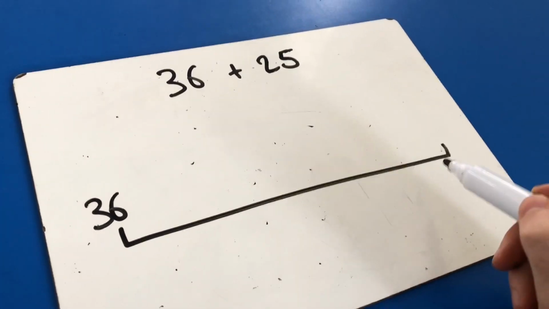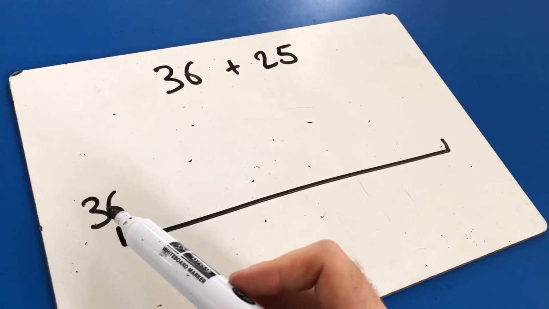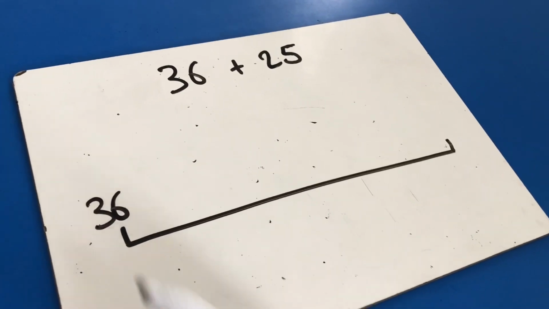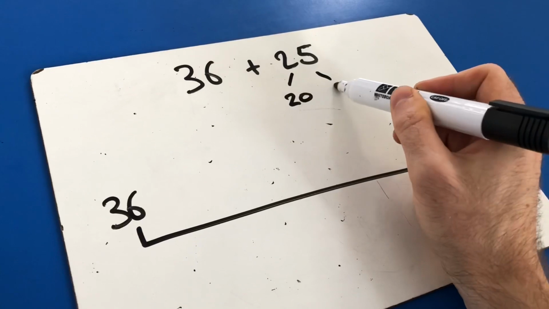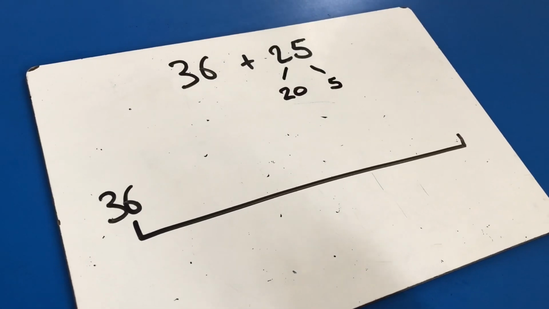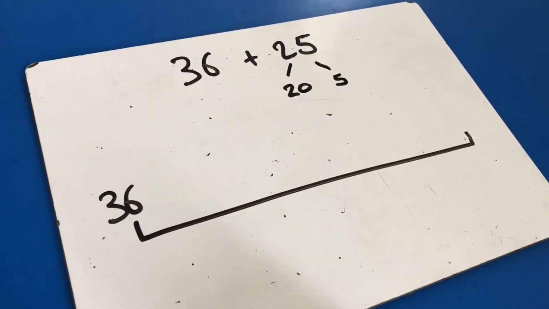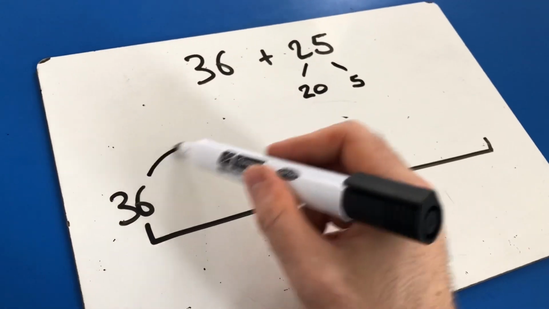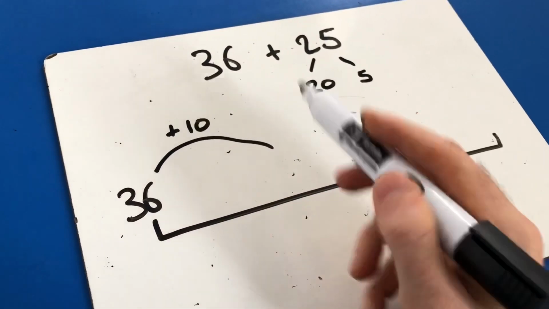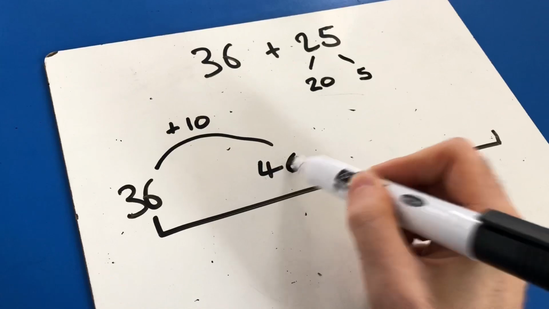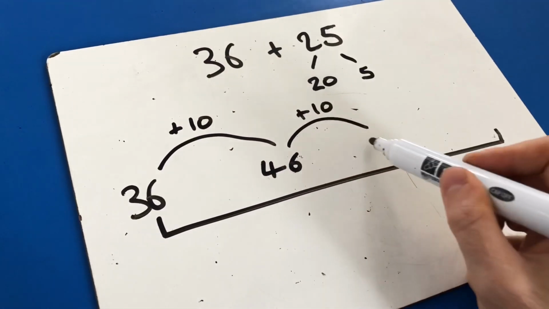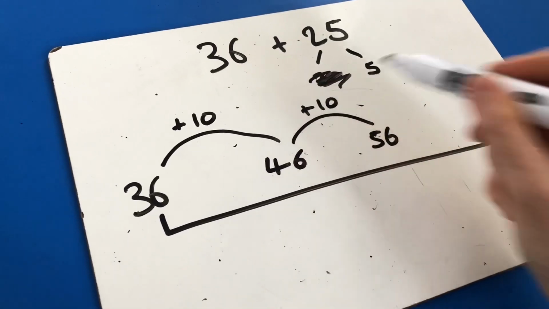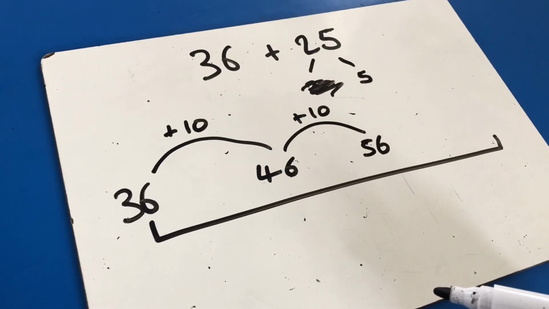Now for this, I would draw out a line and I would put the biggest number on the left-hand side, 36. And now what I can do is I can break 25 down into tens and ones, 20 and 5. And I can start to add up. So I could say 36 add 10 is 46. I've got to add another 10 to get rid of that 20, so add 10 gives me 56. Dealt with that. And now I need to add 5.